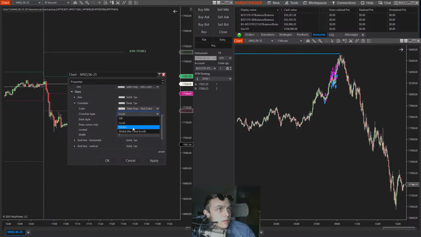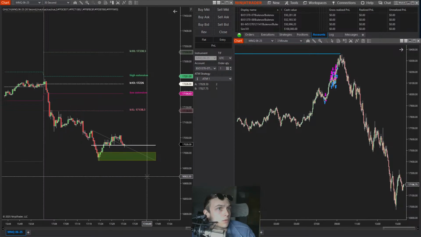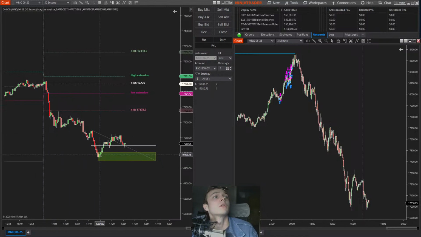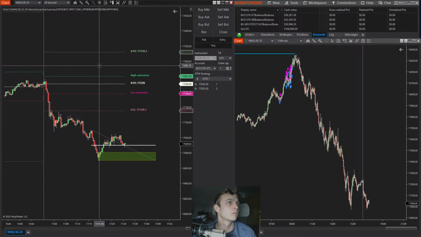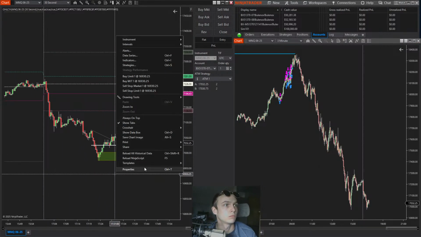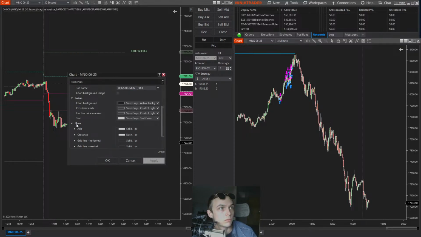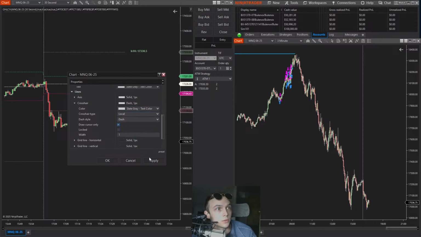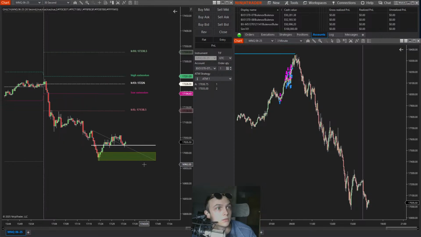Dashed, one width. What's global? Heck yeah, I like that. Slate gray is cool. Draw cursor only. What's that? I'm cool with that actually. That's perfect. Now I can see the number on the side. Okay.